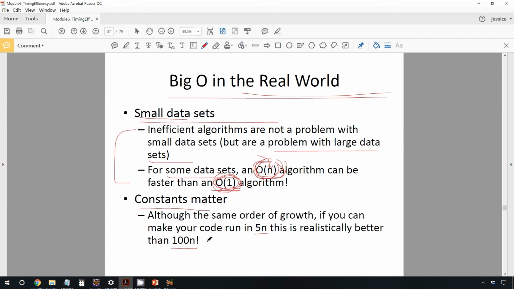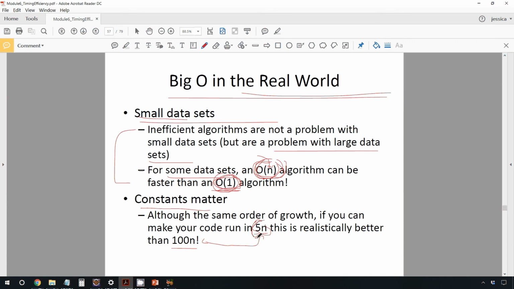If I ask you on a test which is more efficient, a running time of 5n or a running time of 100n, you should say they're equally efficient because they're both big O of n. These are both linear algorithms. But in the real world, if you have a choice between these two algorithms, pick the 5n, because in the real world, the 5n is going to finish quicker than the 100n. And again, this relates back to the idea that we're not measuring execution time, we're measuring growth.